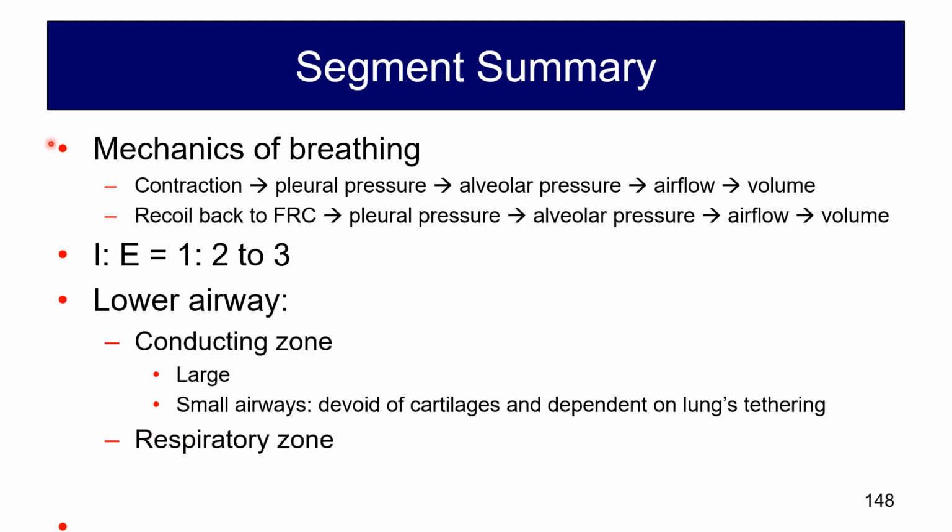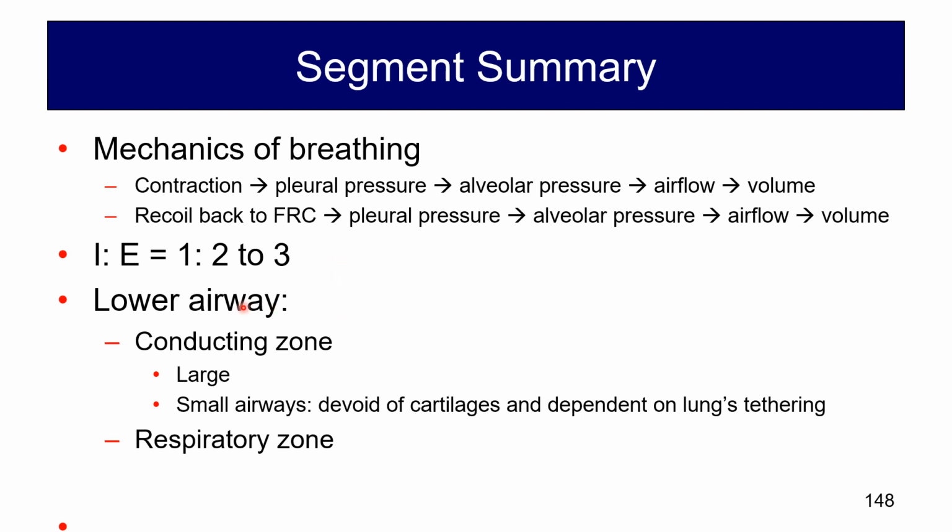Now, let us summarize things at this point here. With regards to the mechanics of breathing, there will be contraction of the inspiratory muscle, which is going to cause changes in the pleural pressure and alveolar pressure, so there will be airflow, and there will be increase in lung volume. Now, during expiration, there will be recoil back to FRC. The pleural pressure becomes less negative, the alveolar pressure becomes positive, causing expiratory flow and diminution in lung volume. Under normal condition, the I:E ratio is 1:2 to 1:3.